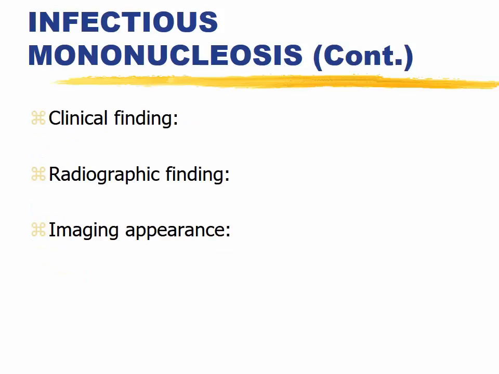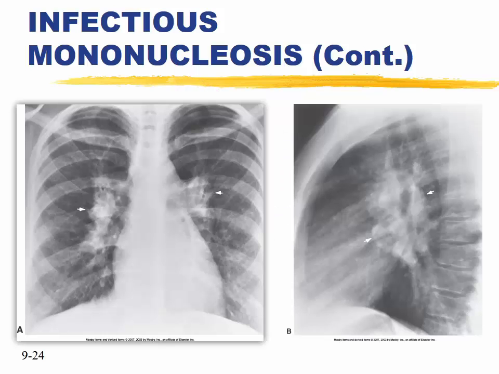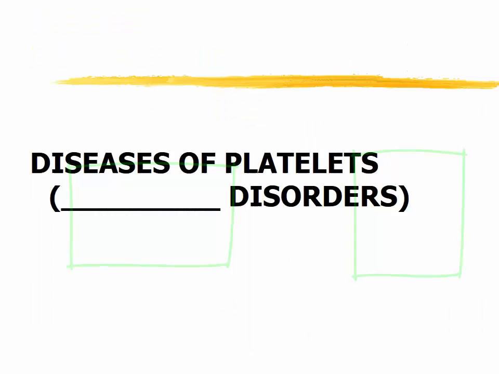Characteristic clinical and radiographic findings in infectious mononucleosis include both generalized lymphadenopathy and splenomegaly. Hilar lymph node enlargement, which is usually bilateral, can be demonstrated in approximately 15% of cases. The PA and lateral projections of the chest demonstrate pronounced enlargement of the hilar lymph nodes bilaterally in a patient with infectious mononucleosis. Diseases of the platelets, otherwise referred to as bleeding disorders.